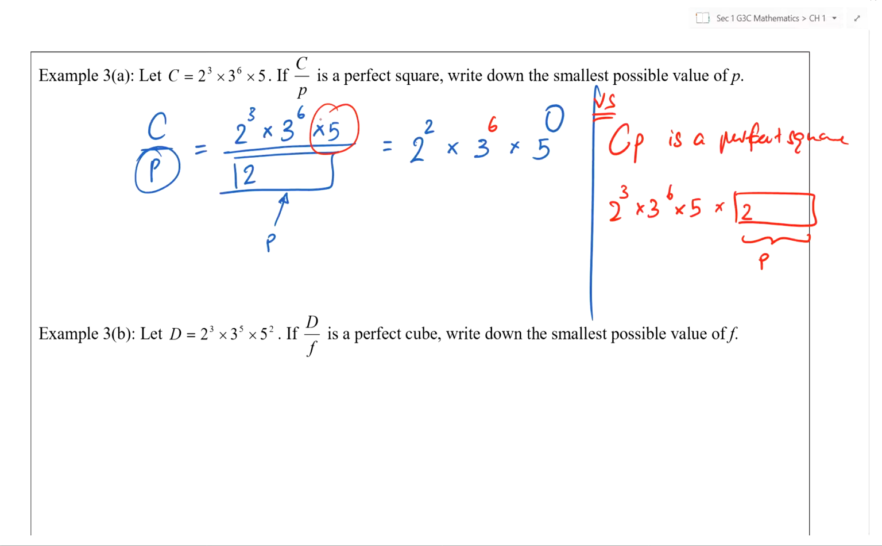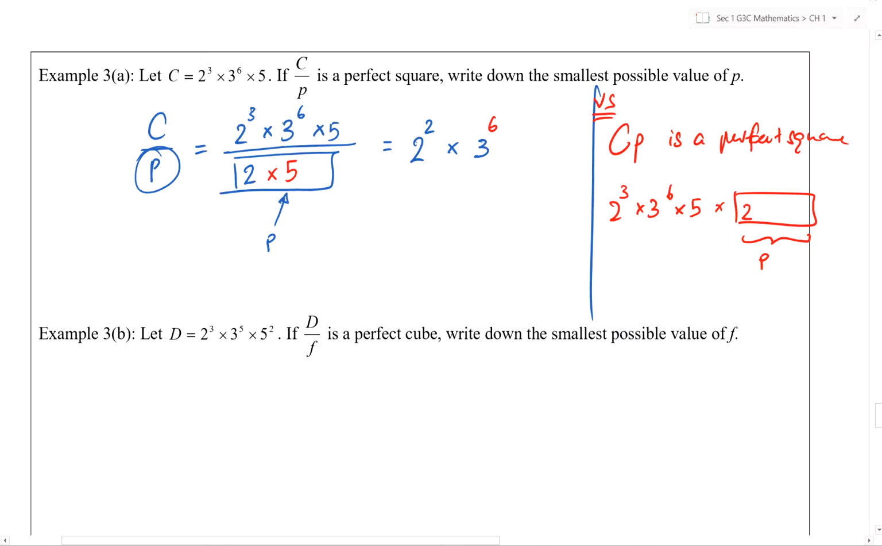So what do you think is the final power for 5? 0. If this is power 0, that means the 5 disappears already, right? 5 power 0 is 1. You can use your calculator again to convince yourself 5 power 0 is 1. So if I put in a 5 over here, my final answer, my C over P will become 2 power 2, because there are 3 of them on top. Then I divide by 1 of it, I'm left with 2 2's.